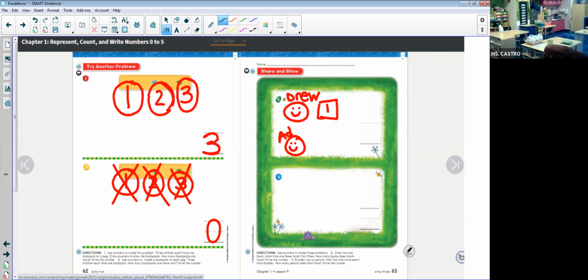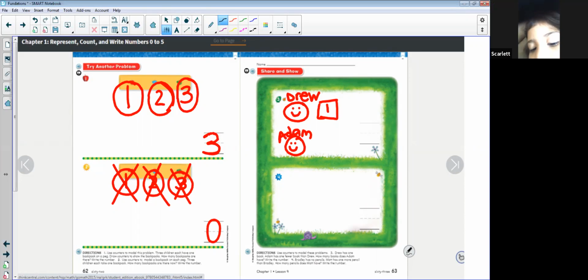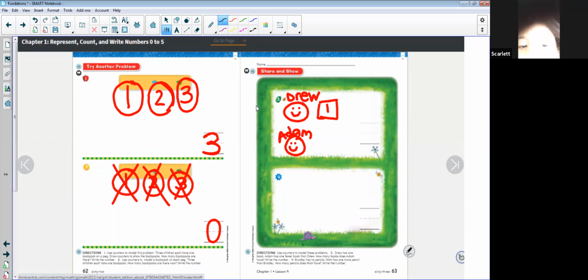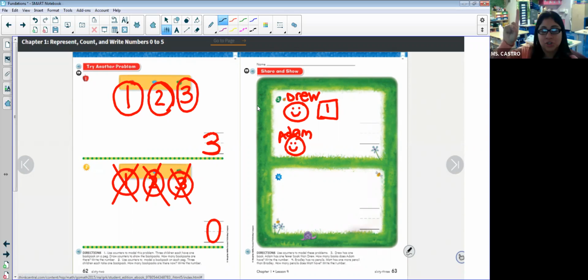Adam, they're saying that he has 1 less, 1 fewer than Drew. So if Drew has 1, Adam has 1 less. So when you go 1 less, if you see me on the screen, I'm left with 0. I do not have any fingers holding up because this was Drew. Drew had 1 book, but Adam has 1 fewer. So 1 fewer means you put your finger down and you're left with 0.